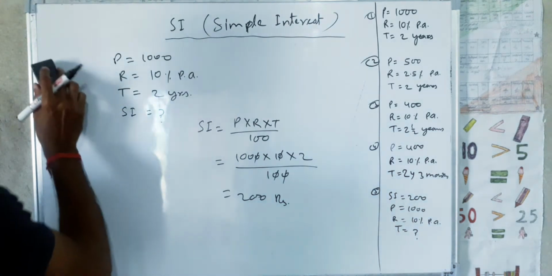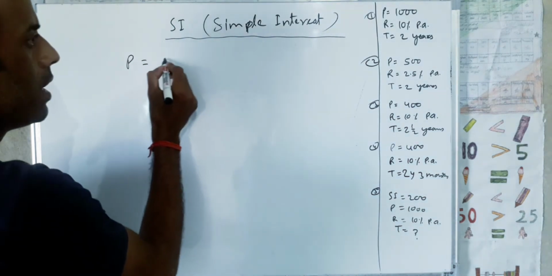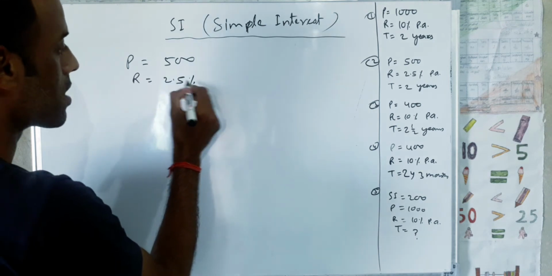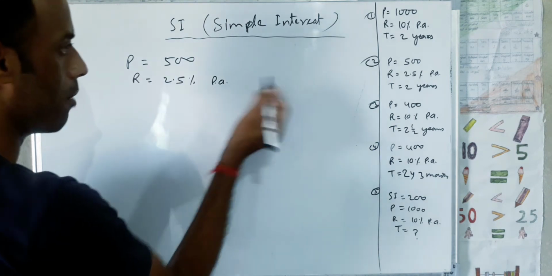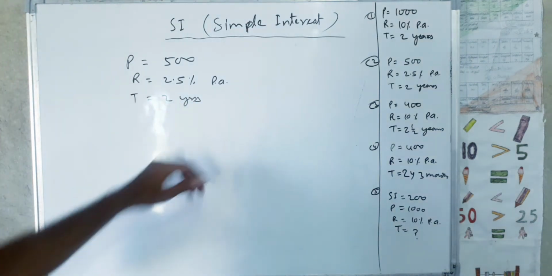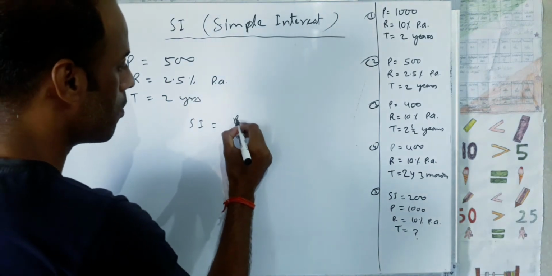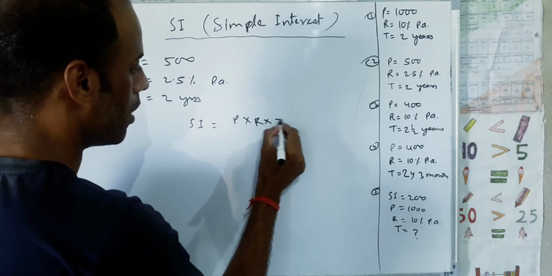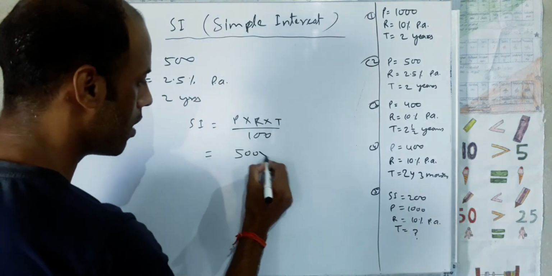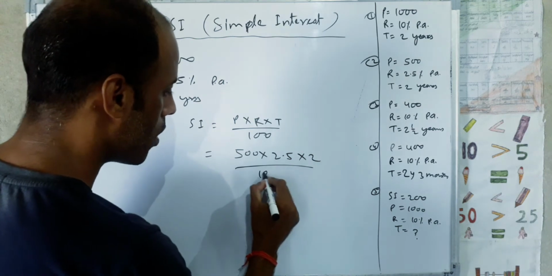Now next question. Question number 2 is given here. P is 500. Rate is 2.5% per annum, yearly. Time is 2 years. Same formula here. Find the SI. SI means P into R into T upon 100. So P is 500, R is 2.5 and time is 2, upon 100.